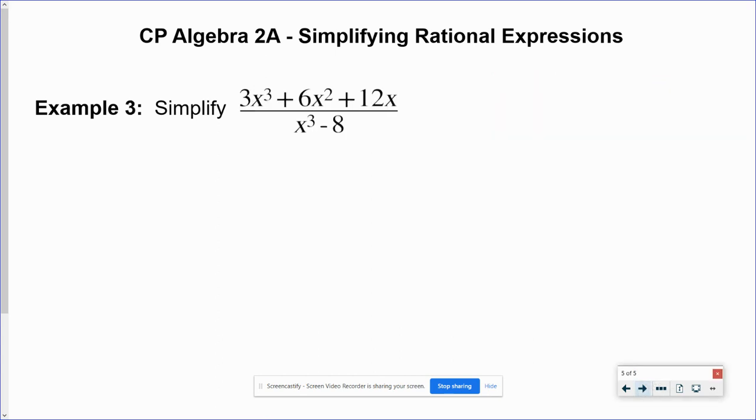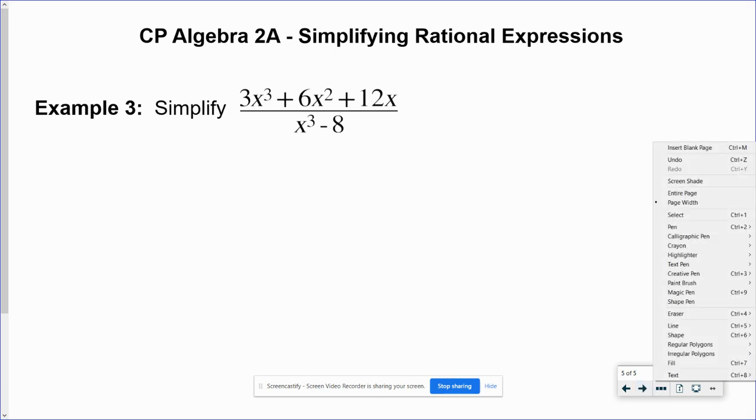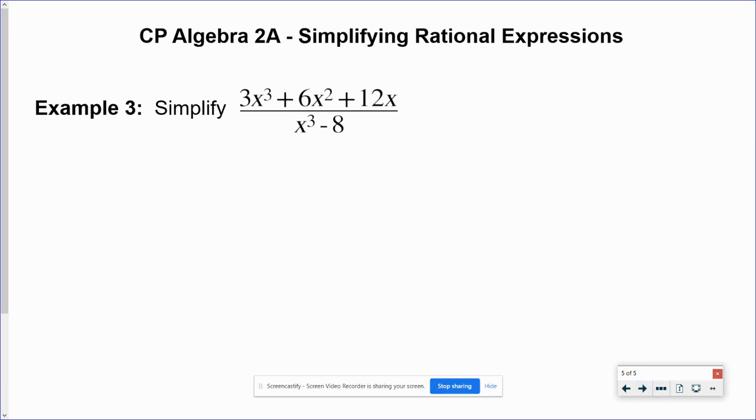We'll do one more example. We're asked to simplify 3x cubed plus 6x squared plus 12x over x cubed minus 8. Again, I'm going to take a look at the numerator first, and see if there are any common factors in the numerator. It appears that we can factor out a 3x from all of those terms, so I'm going to do that. 3x cubed divided by 3x is x squared. 6x squared divided by 3x is 2x. And then 12x divided by 3x is positive 4.